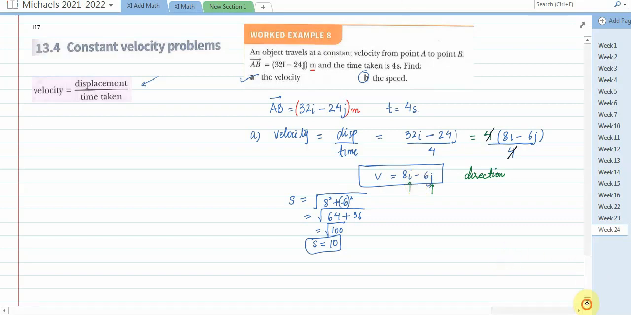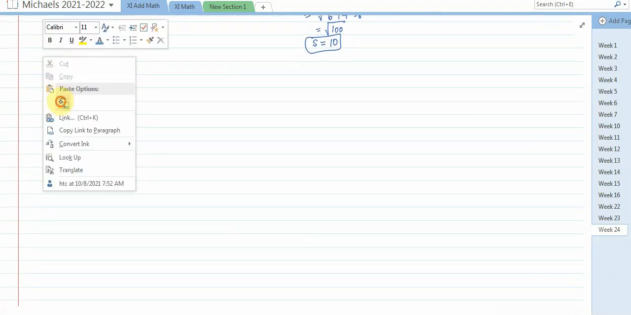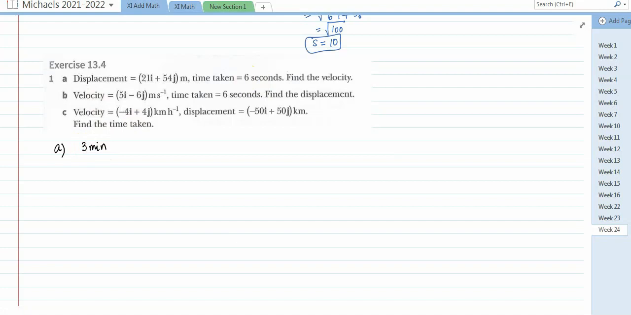It's exercise 13.4, and it's question number 1. We have 3 parts. The first one says displacement is given, time is given, find the velocity. So that is a very similar question to the one we have done in the example. First we need to give it a try, and for this part we have a time of 3 minutes to give it a try, so start.